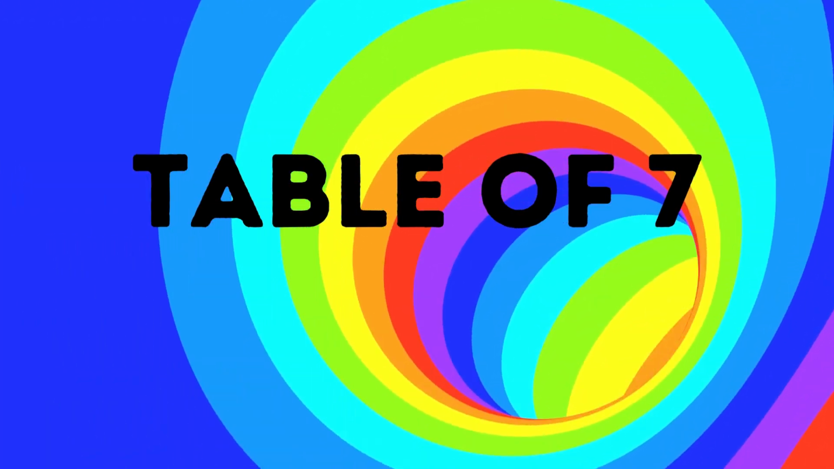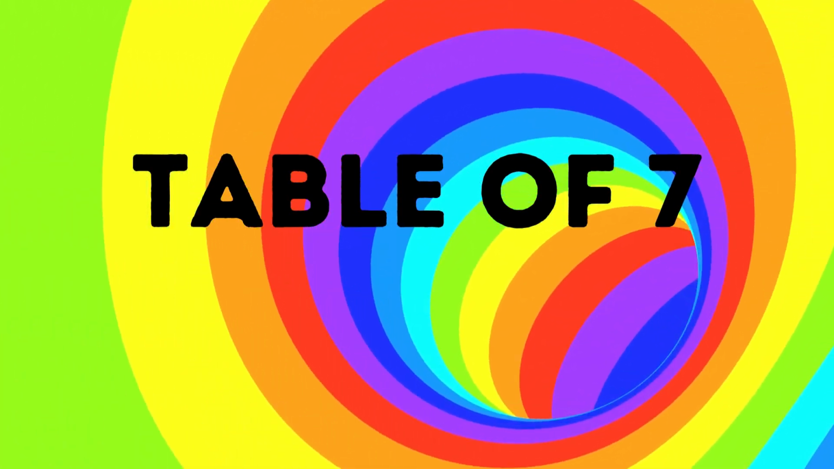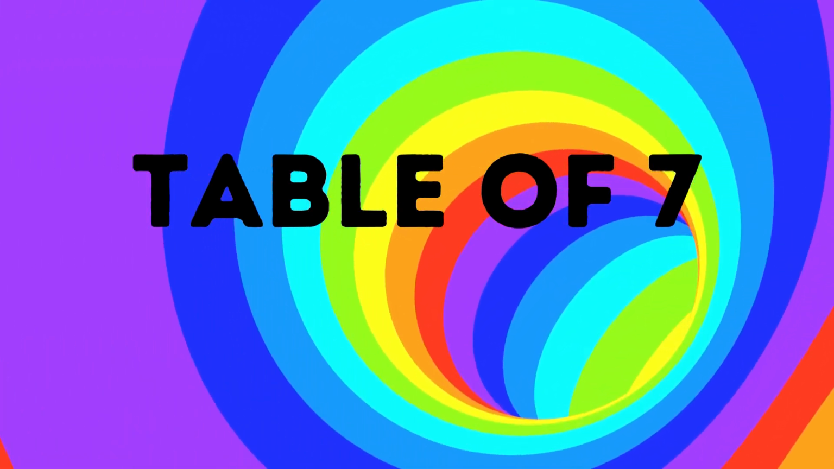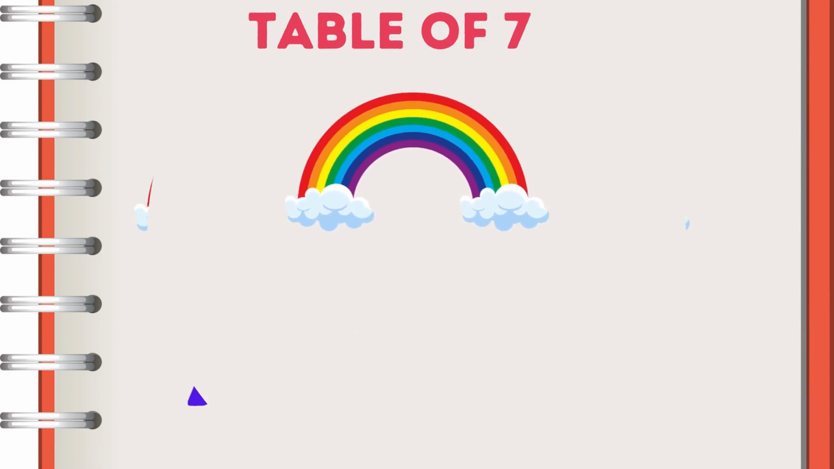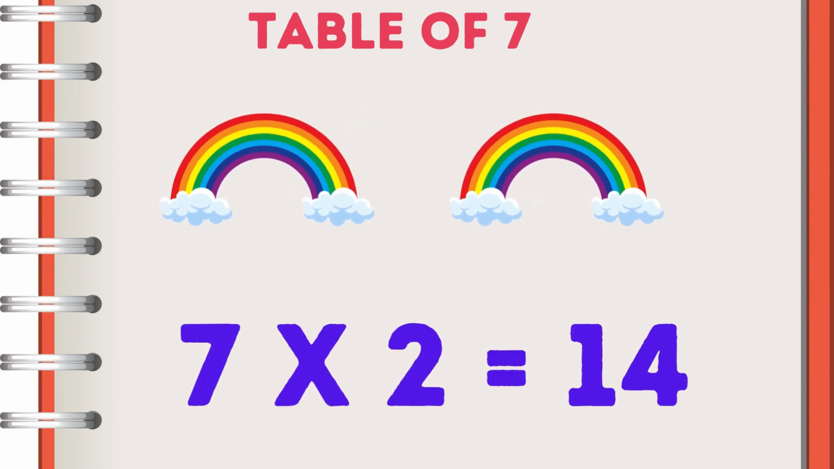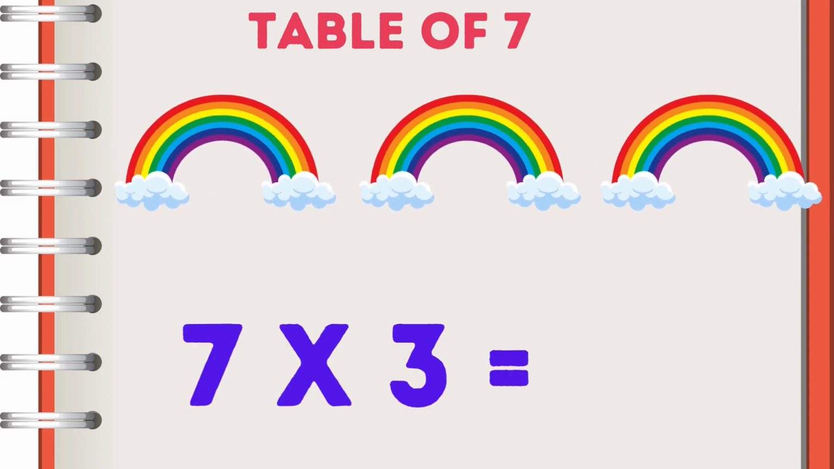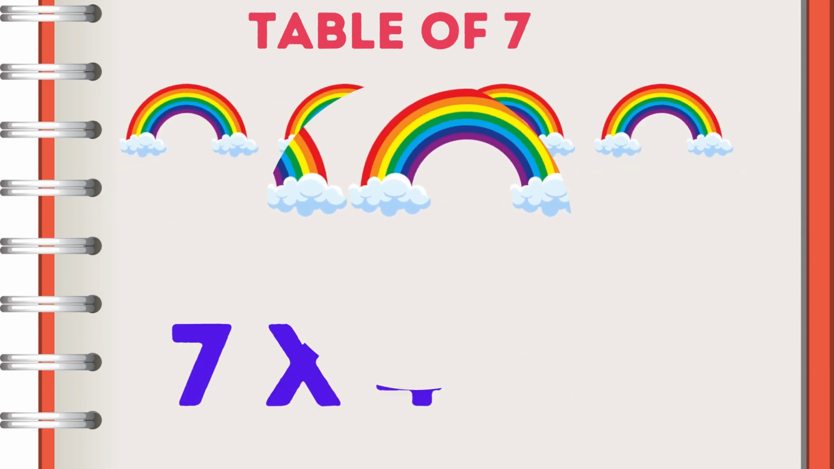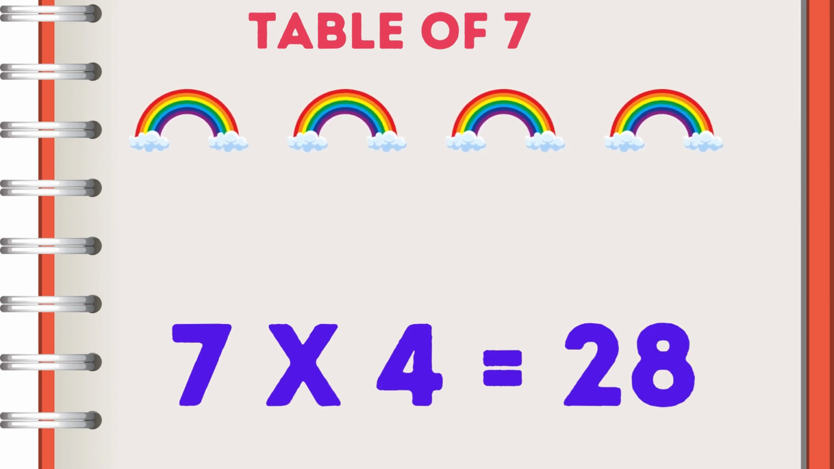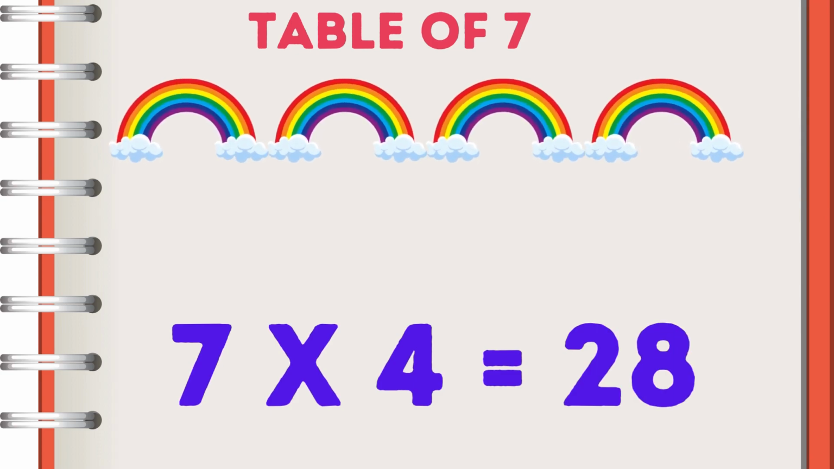Table of 7. Rainbow has 7 colors. Let's learn table of 7 with rainbow colors. 7 times 1 is 7. 7, 14. 7 times 2 is 14. 7, 14, 21. 7 times 3 is 21. 7, 14, 21, 28. 7 times 4 is 28.